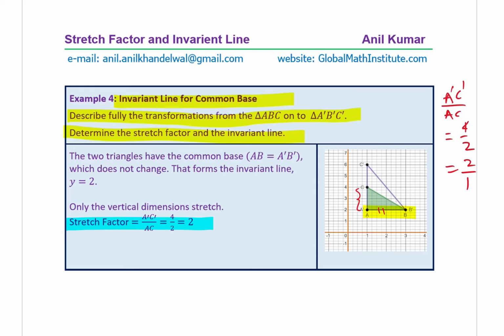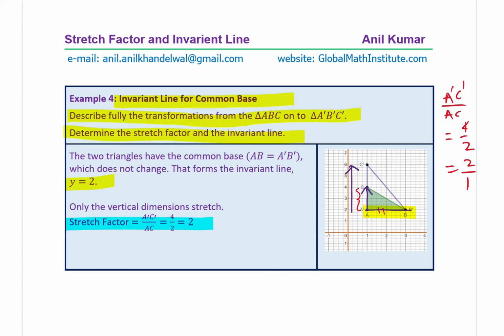Now, how do we find the invariant line? Well, from the base or from any point on this triangle, the distance should be in the ratio of 2 is to 1, right? Since we have a common base, you can compare from the base itself. If you move 2 units to reach the top of the original triangle, to reach the top of the other triangle you have to go twice, which is 4. So that compares with the stretch factor, and therefore we now know that the invariant line is y equals 2.